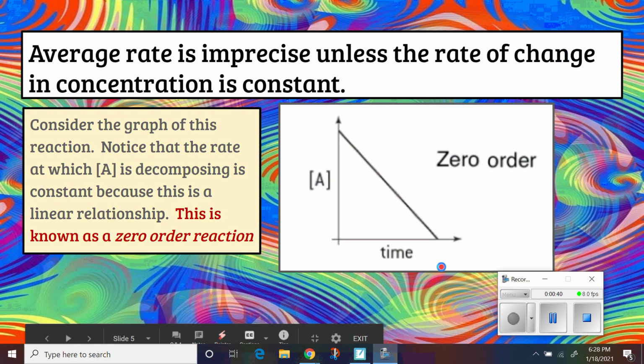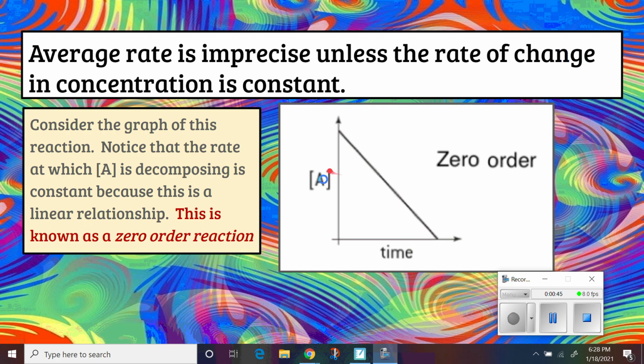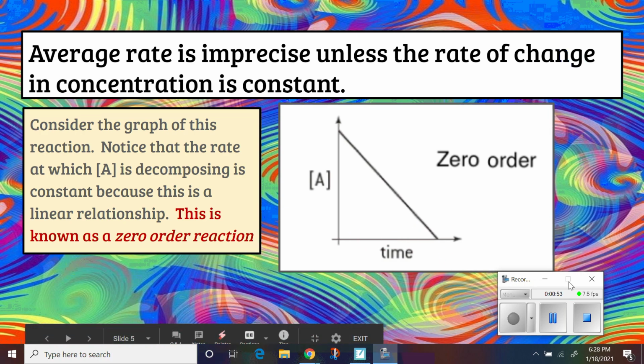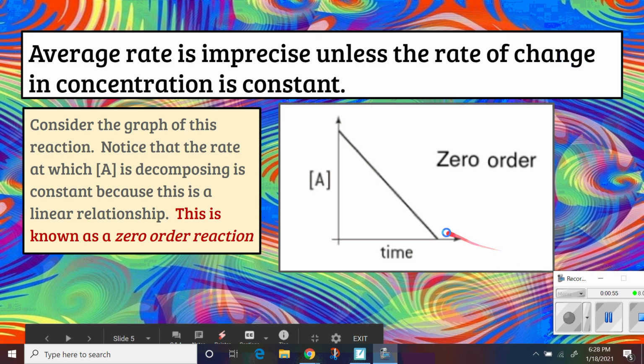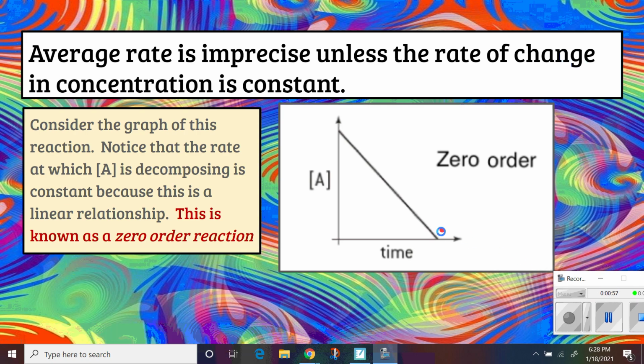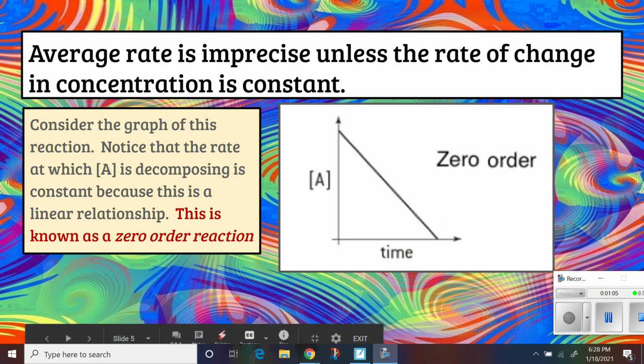This is a good graph that would depict what's happening to the calcium carbonate, that would be A here, over a period of time. It's going to be what we call a zero-order reaction because the rate of change in concentration never changes throughout the course of a reaction. The calcium carbonate is going to decompose at a constant, steady rate.